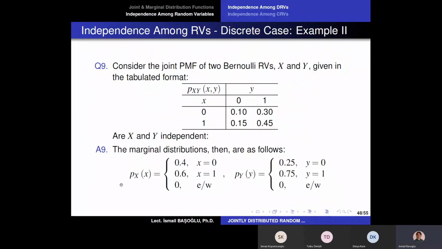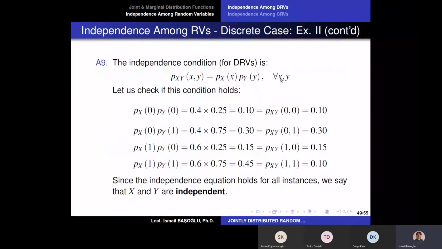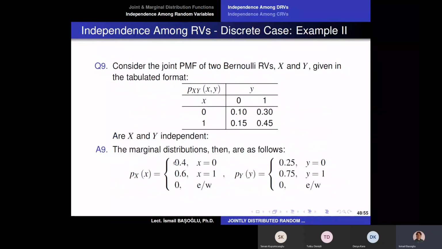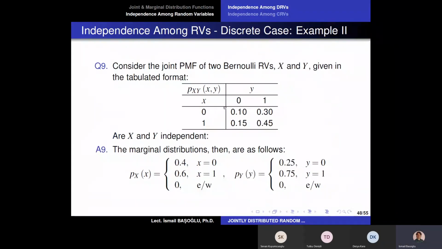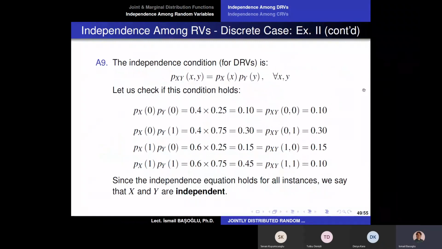And after computing the marginal probability mass functions, I'm going to check in all 4 possible cases, because there are 4 possible cases here in this tabulated joint probability mass function, if this equation is true or not. Now let's check the 0, 0 corner. The marginal probability mass values for x at 0 and y at 0 are respectively 0.4 and 0.25. And that is 0.10. And the joint probability mass function at 0, 0 is 0.10. So for this corner, that is true.